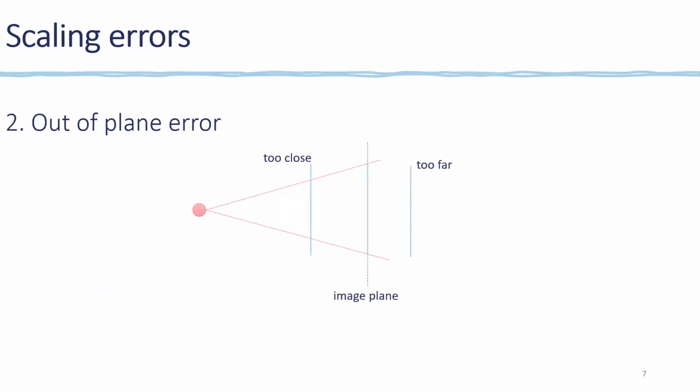Okay, so the next type of scaling error is out of plane error. And we know that we have to be perpendicular to the motion that we're observing, but we also need to be at an appropriate distance. If we're too far, we'll miss certain specific parts of the motion, just like if we're too close, then we won't see the full picture or the full motion itself. So this idea of having the right distance is known as an out of plane error.